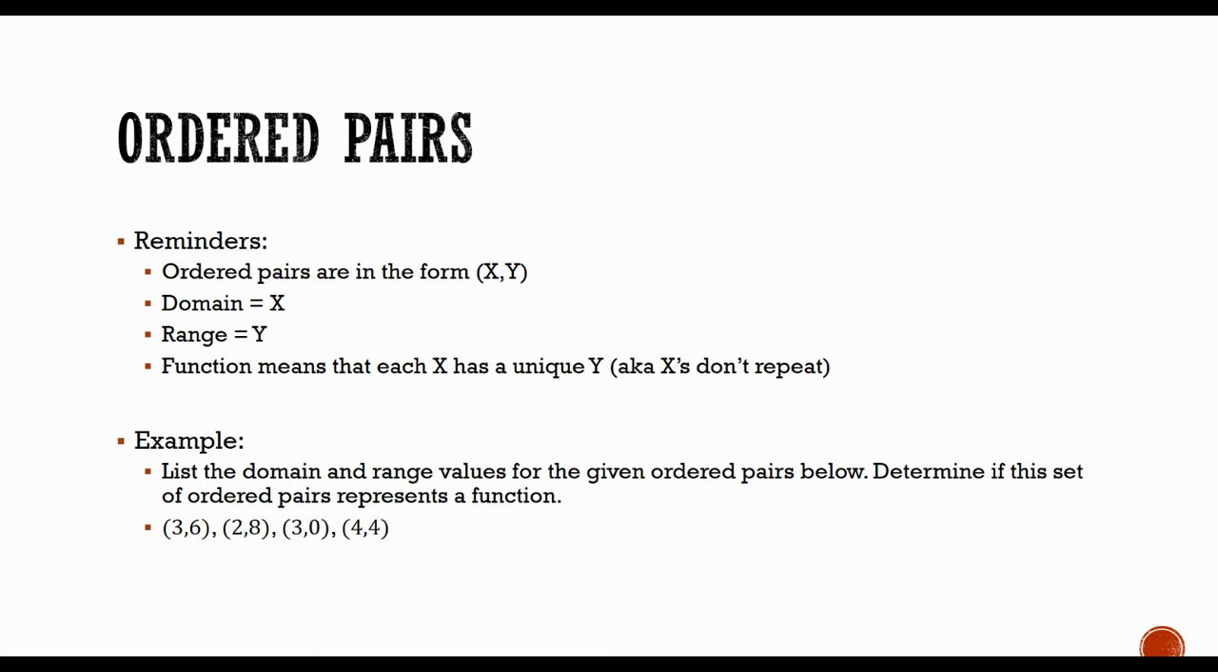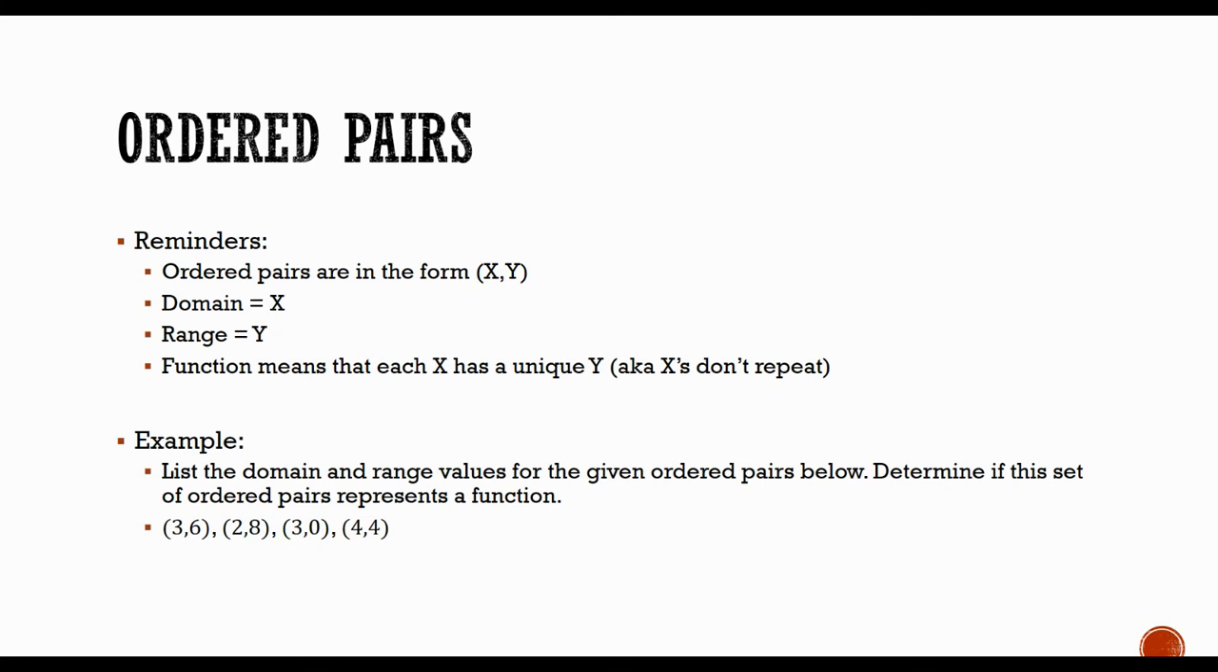So let's start with ordered pairs. Keep in mind, ordered pairs are always in the form x then y. So when we're being asked for domain and range, domain will be those first values in the ordered pair, and range is your second values. And when you're looking to see if something's a function, you're looking for x's to not repeat. So here's our example.